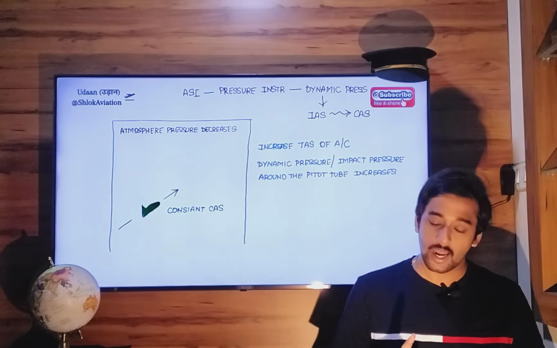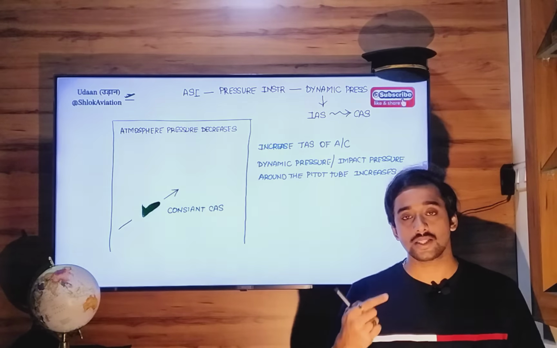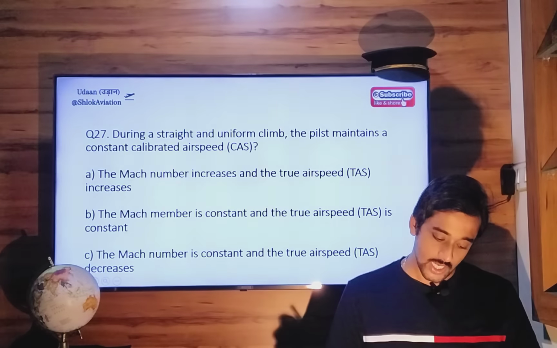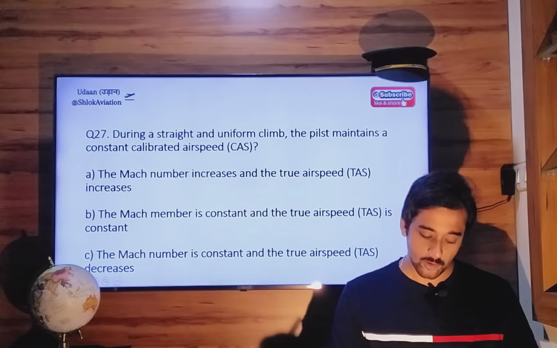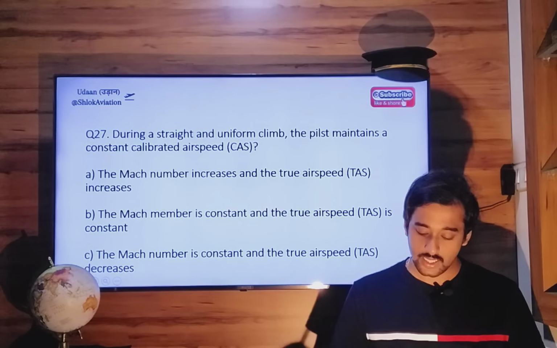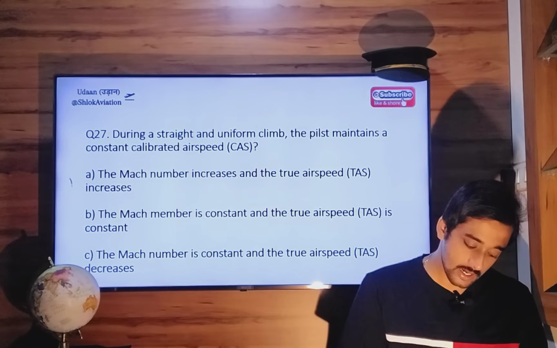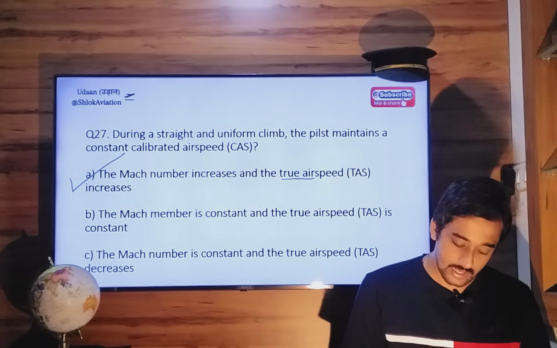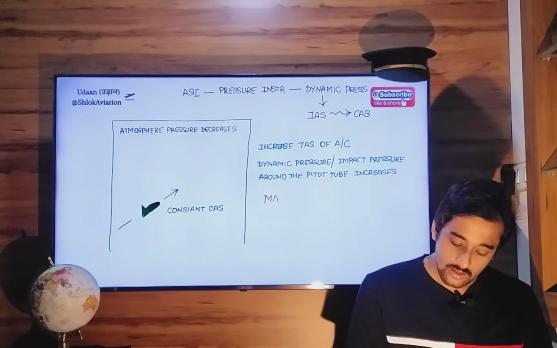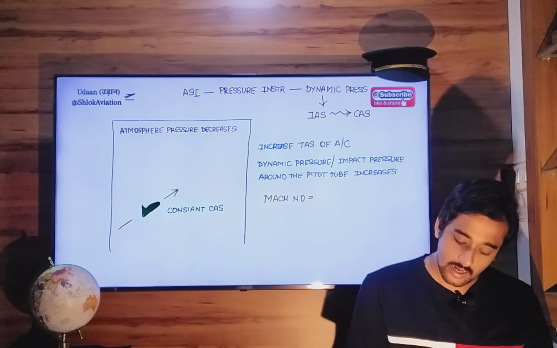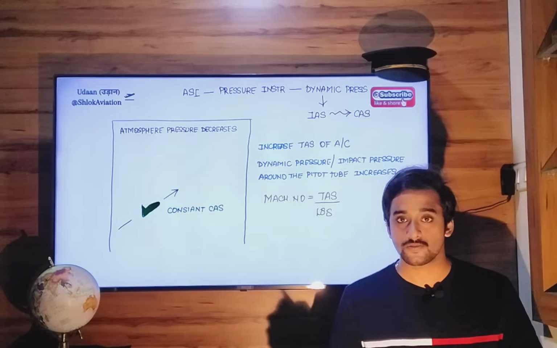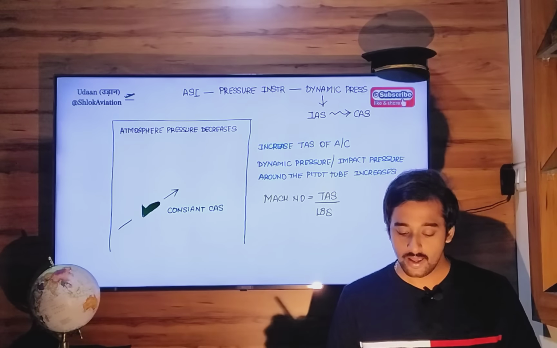So therefore, if you want to fly at constant calibrated airspeed, increase the forward speed of your aircraft, the true airspeed. So option A, Mach number increases, TAS increases. Option Bravo, Mach number constant, TAS constant. Charlie, Mach number constant, TAS decreases. So the only correct option here is option A. True airspeed increases. Now what is Mach number? Mach number is nothing but true airspeed of your aircraft divided by local speed of sound. Correct? Divided by local speed of sound.